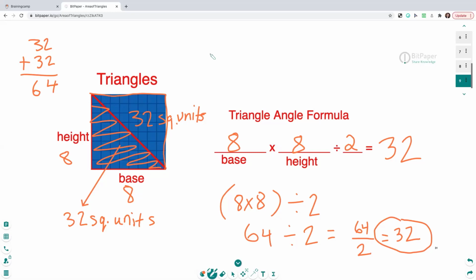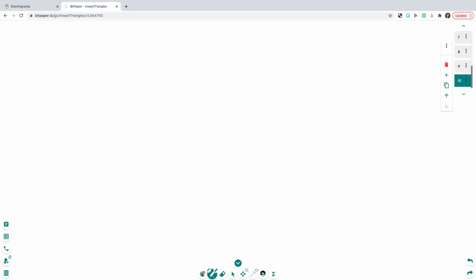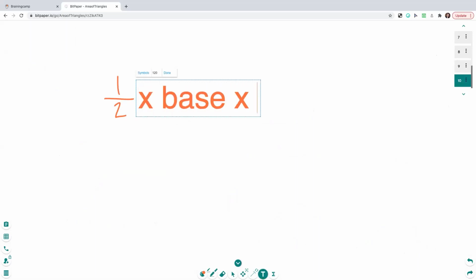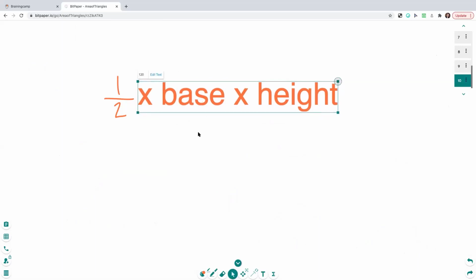We can divide by 2, or there's another formula where you can multiply by 1/2. So you can have 1/2 times your base times your height. Multiplying by 1/2 will give you the same product as dividing by 2.